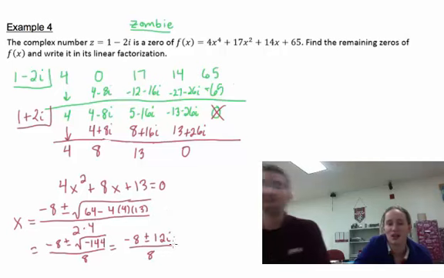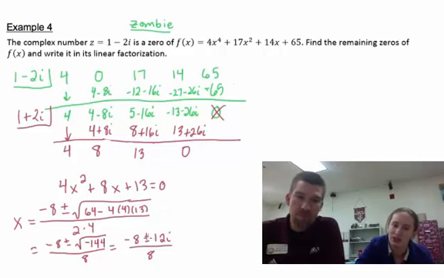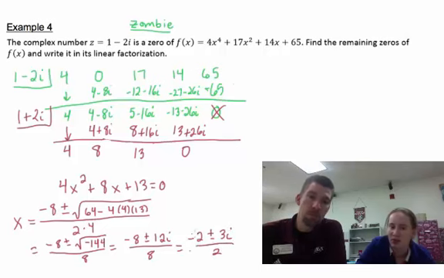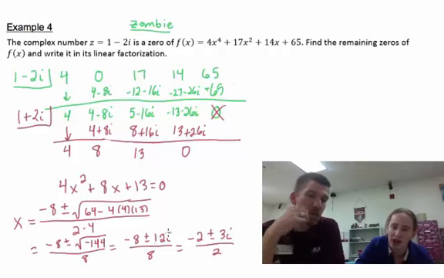Okay, and if you're simplifying this, you have to be able to divide everything by it. So we can divide everything by 4. So that'd be negative 2 plus or minus 3i over 2. Everything gets divided by 4. You can't just simplify half of it and not the other half.